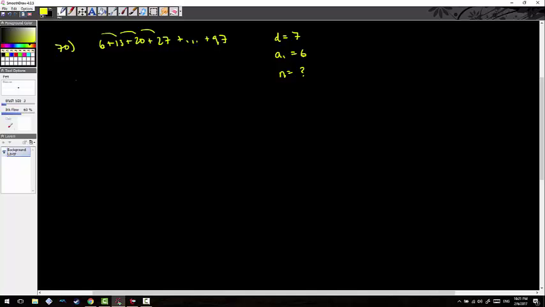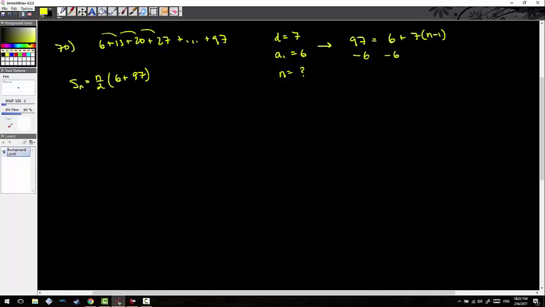So if I wanted to sum this up, I would say s sub n is equal to n over 2 times a sub 1 plus a sub n, where a sub n would be the last term, so that would be where the 97 comes in. All I need is the n right here. How do I find that out? I'm going to use my sequence formula. The sequence formula is a sub n equals a sub 1 plus d times n minus 1. Looking closely, a sub n is actually 97, the last term in the sequence. A sub 1 was 6, which is what we started off with, plus d, which is the 7, times n minus 1. And n is the thing that I'm solving for.